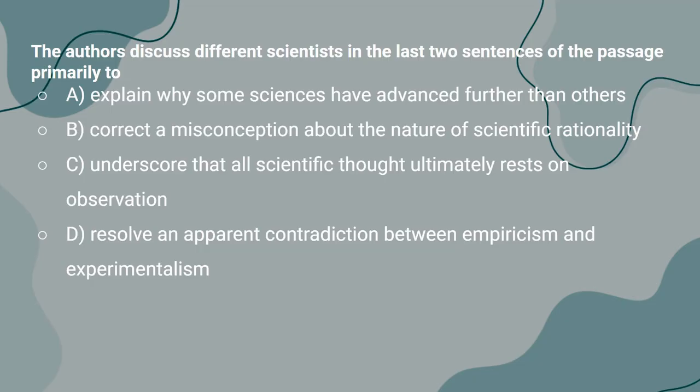So B, correct a misconception about the nature of scientific rationality. This makes sense in the context because it's saying numbers versus not using numbers and things like that. However, C is not terrible either. Underscore that all scientific thought ultimately rests on observation. However, even though this is what it's saying, it's actually not fully saying that. It's saying it can also be fully numerically based. And it's also trying to correct that even though so many use numbers and stuff, so many don't. So that's why B is going to be the best answer. It's trying to correct that misconception.